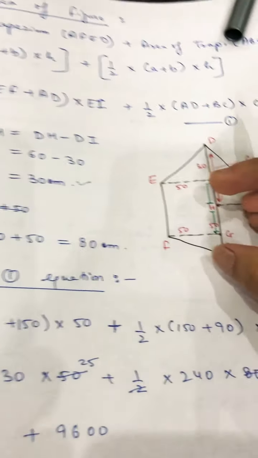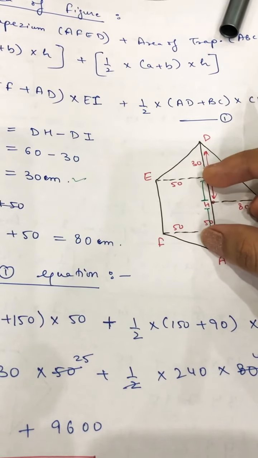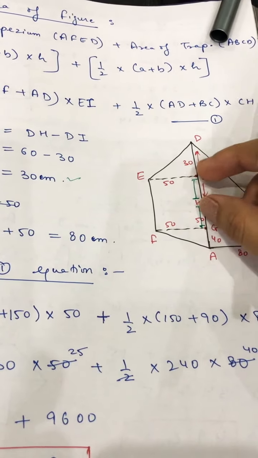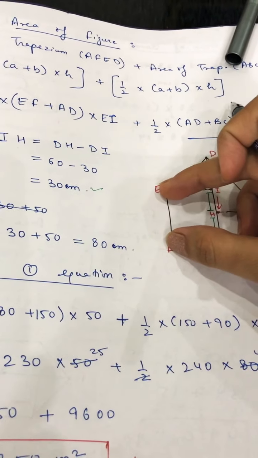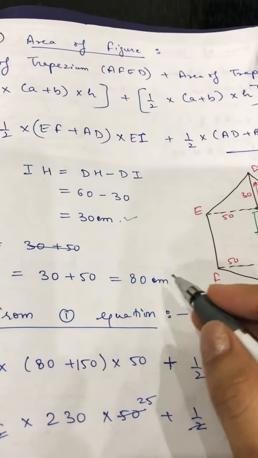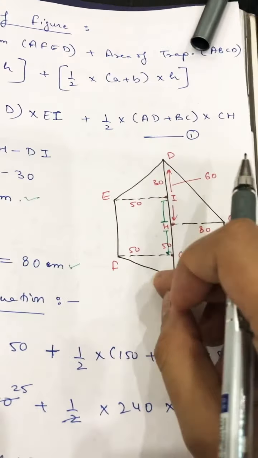So what will be here? IG is equal to EF. IG will be equal to IH plus HG, so IG will be 30 plus 50, that is 80. So that will be equal to EF. So EF is now 80 centimeter. Only this I want in this trapezium.